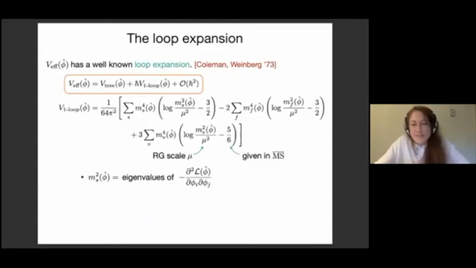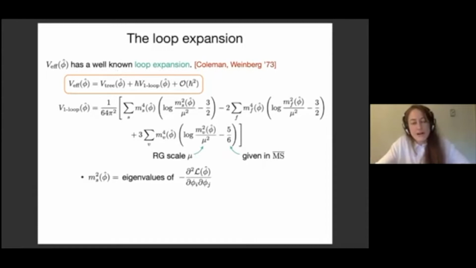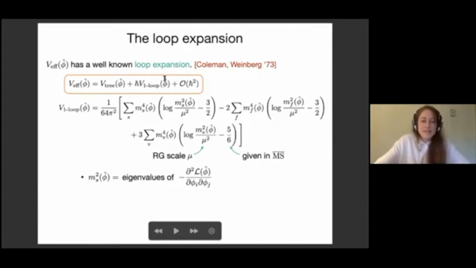Now, the effective potential is a very powerful object if we can compute it. And it has a well-known loop expansion, which goes back to the original work by Coleman and Weinberg. The loop expansion is an h-bar expansion, and the tree level piece is just the tree level potential in the Lagrangian evaluated on the background fields, the phi hat. Then the one loop piece has a well-known formula, which I've written here.